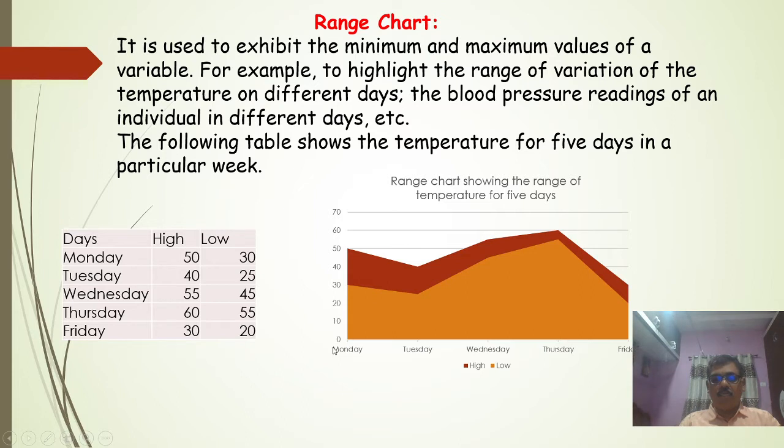And you can observe that on Monday, the lowest temperature was 30 and the highest temperature was 50. Then on Tuesday, the lowest temperature was 25 and the highest temperature was 40. Likewise, you can present the range of the values in a given graph, and this is a range chart showing the range of temperature for the 5 days from Monday to Friday. This is called the range chart.